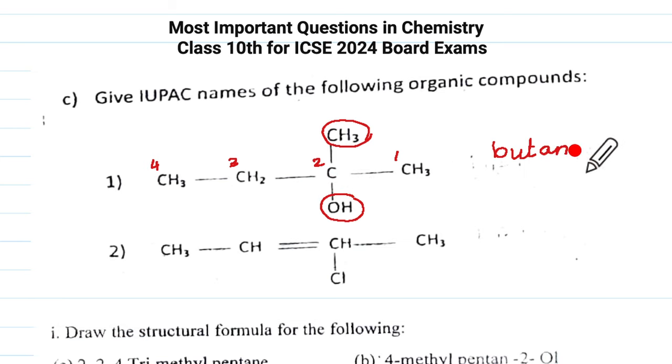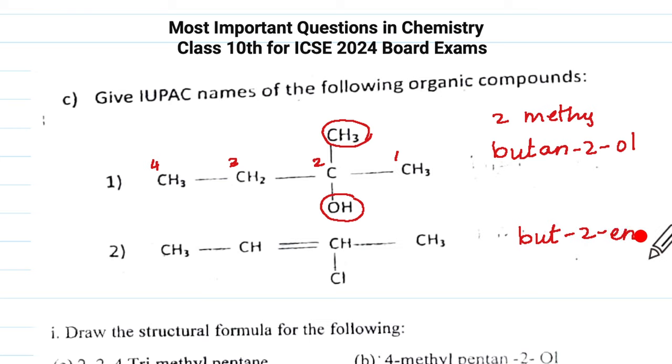But the second carbon has got a hydroxyl group, that is alcoholic group, so we write ol. And here for the second carbon we have methyl, so we write 2-methylbutan-2-ol. Let us look at the second one. Again, this is 1, 2, 3, 4. So it is but. And this but has got a double bond at the second carbon. So it is but-2-ene. But the second carbon also has chlorine. So it becomes 2-chlorobut-2-ene. So this is our first answer. This is our second answer.